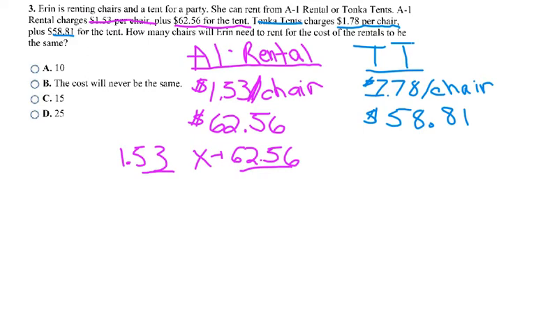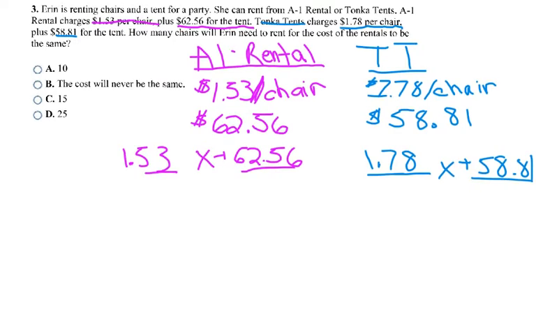And let's go ahead and do the same for Tonka Tents. I'm going to have that same per chair cost of $1.78. That number is also going to go in front of x. And then my one-time fee is also going to be added to x. So the types of numbers go in the same places. It's just that the numbers are different. So here, x represents how many chairs they need. And that's what I'm looking for. But I'm looking for when they are the same.